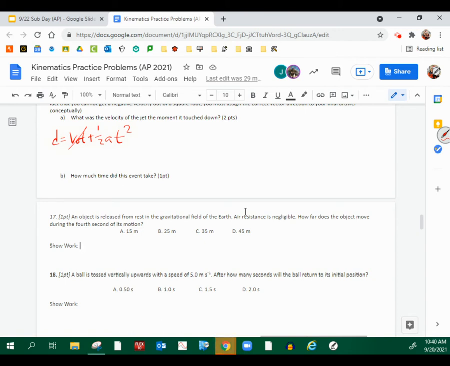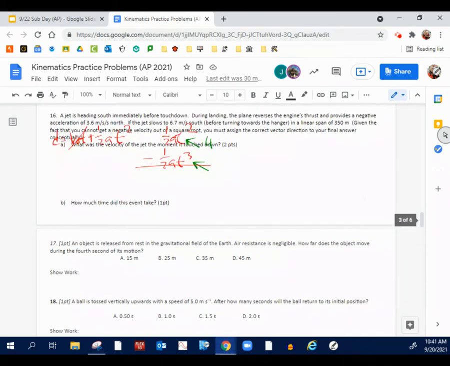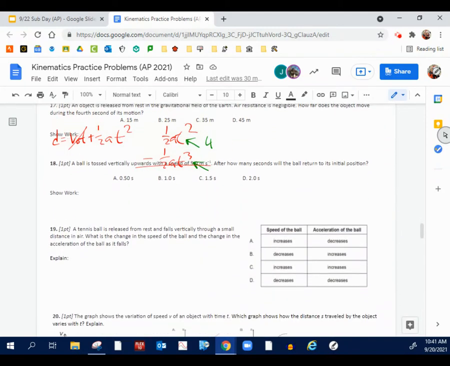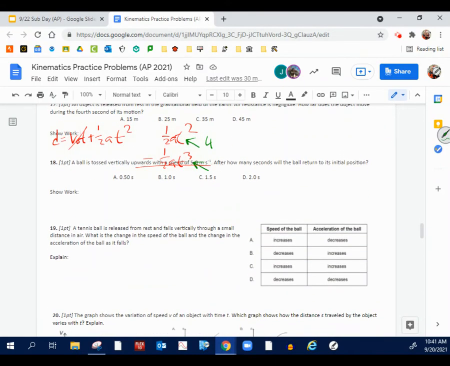So during the fourth second, we're saying that's from second 3 to second 4. You calculate 1/2 at squared for 4 seconds, and then do the same thing for 3 seconds. That's going to tell you how far you went during that fourth second. It's just a subtraction problem, and you'll come up with your answer on that one. The actual answer for that one turned out to be, where is it, it's right over here, C. So that was for number 17.